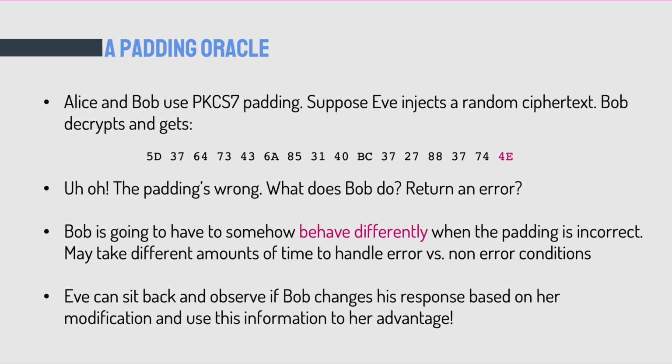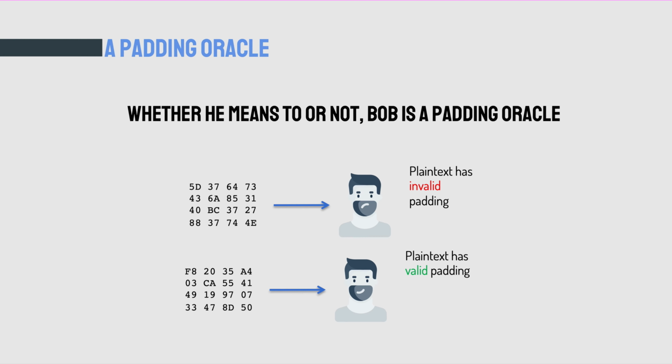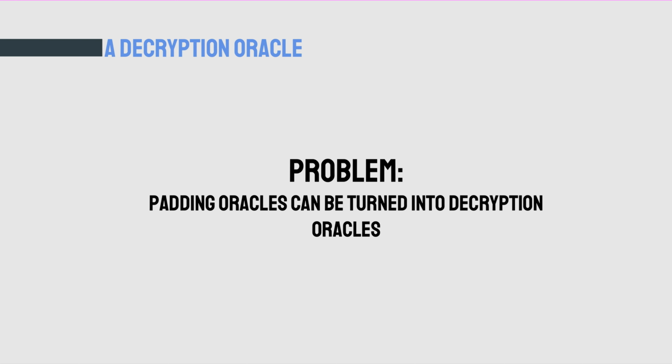But as it turns out, Eve is going to be able to exploit this. Eve is going to find out one way or another whether or not the padding was valid. And she's going to be able to use this information to her advantage. Whether he means to or not, Bob essentially is going to behave like a padding oracle. Eve hands Bob ciphertext, and Bob tells her whether or not the plaintext padding was correct. Now you might be saying, well, who cares if Eve can figure out if padding is valid or not. The problem is padding oracles can be turned into decryption oracles. Let's see how this works in CBC mode.